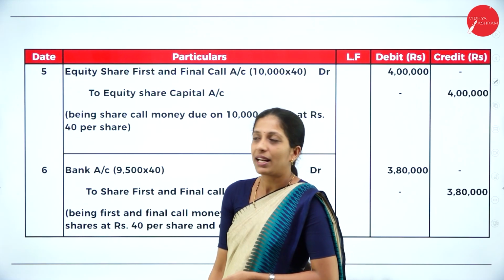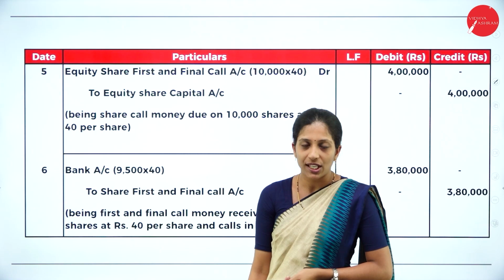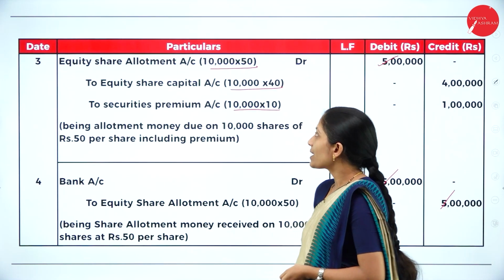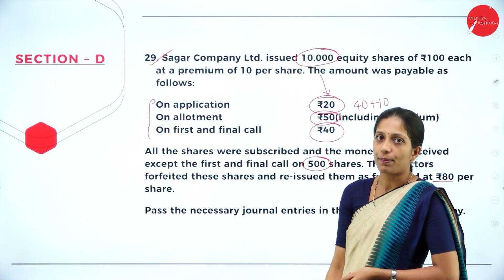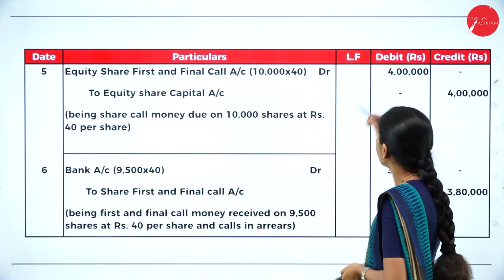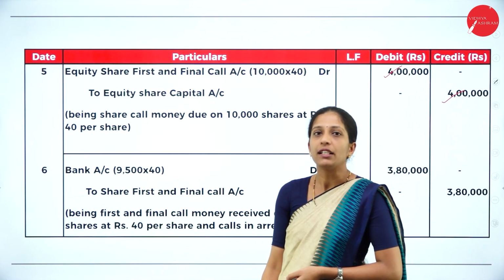First and final call money due. Your entry is equity share first and final call account debit to equity share capital account. What is the number of shares? 10,000. Call money is 40 rupees. 10,000 into 40. That is 4 lakh. That is first and final call money due.